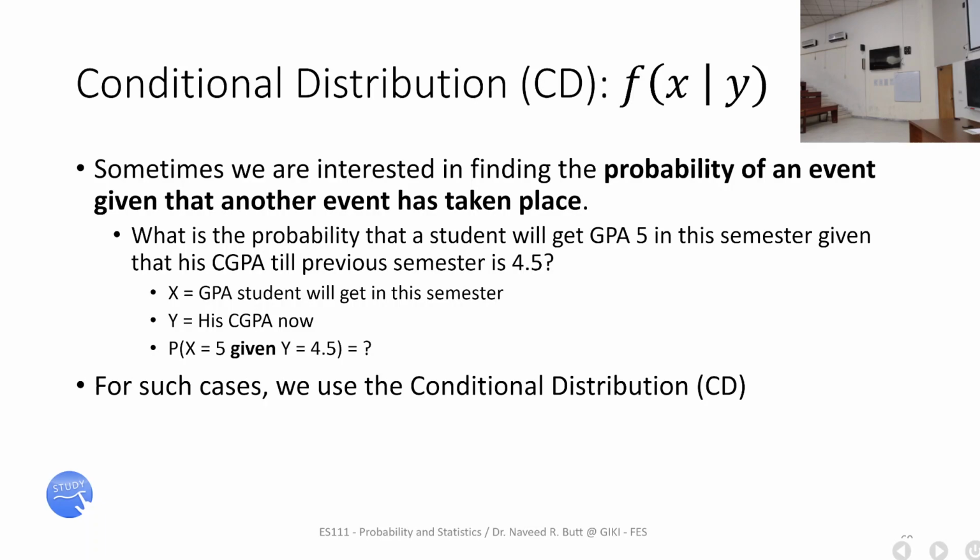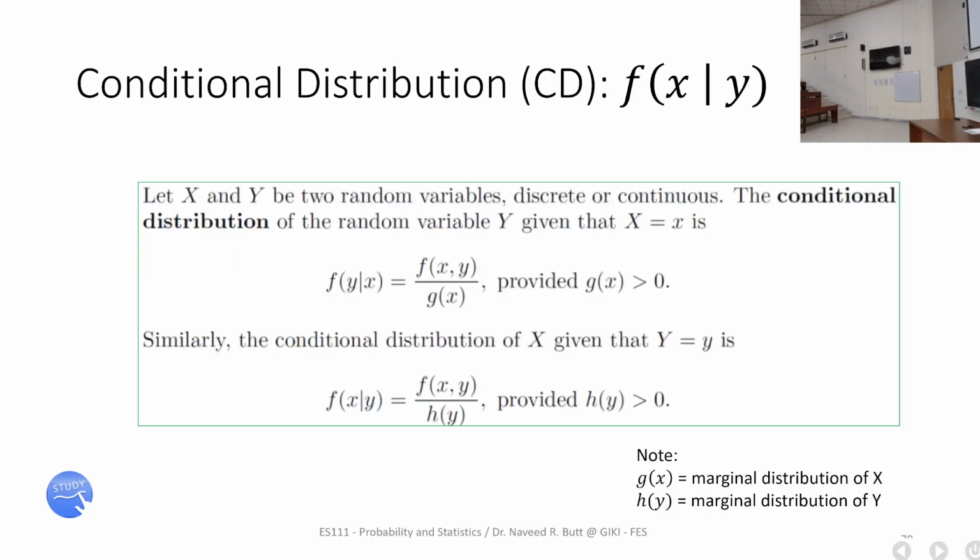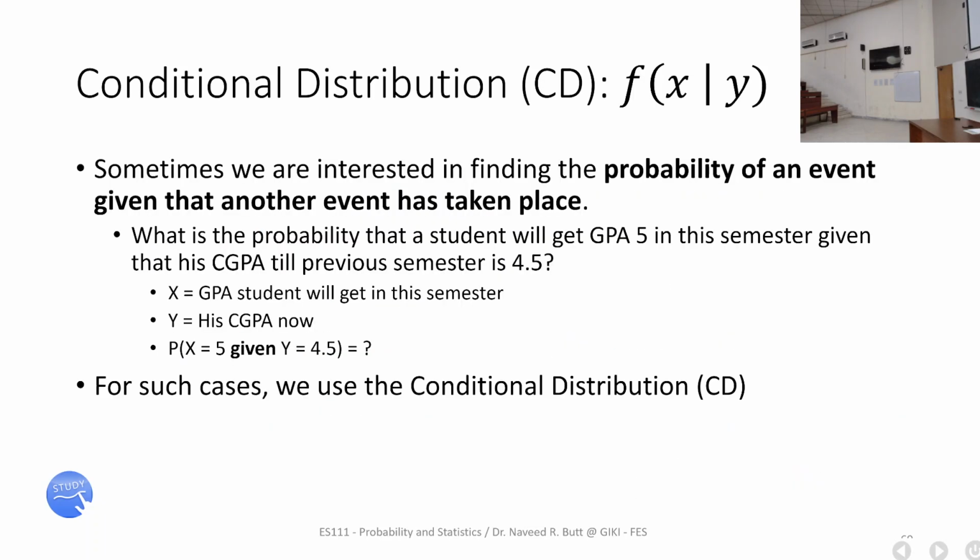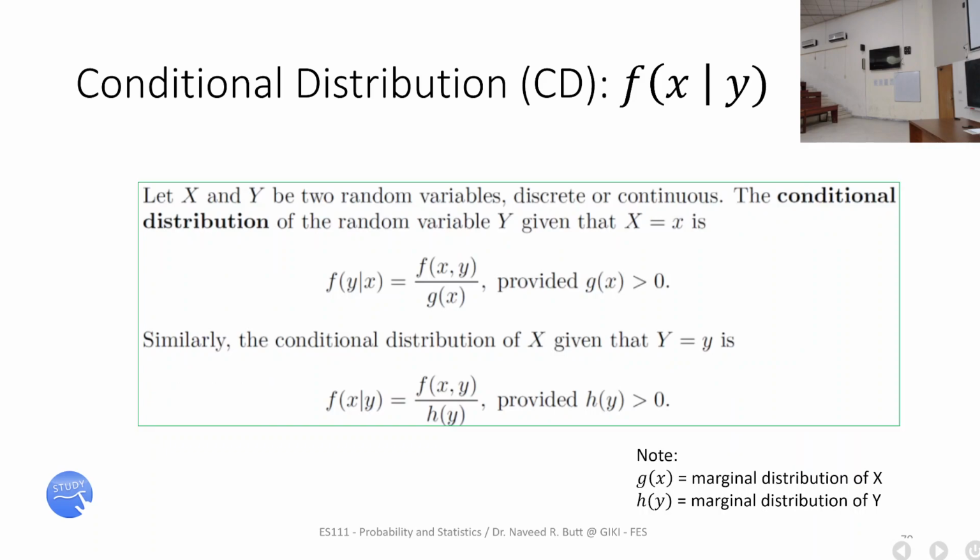So then you are saying, okay, let X be the GPA the student will get in this semester, the running semester. And Y is the GPA now, 4.5. So in that case, what's the value of one given the other? And in such situations, we need the conditional probability.